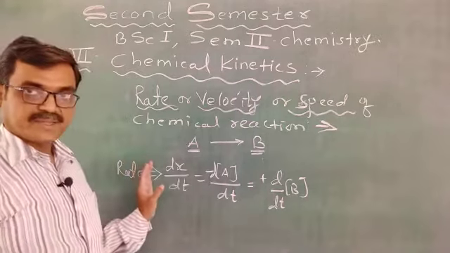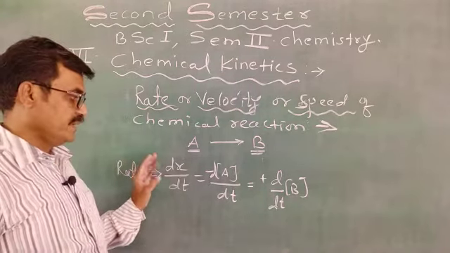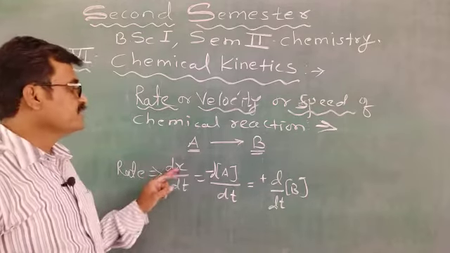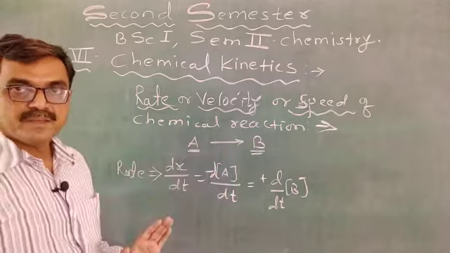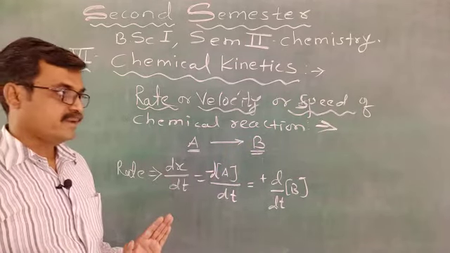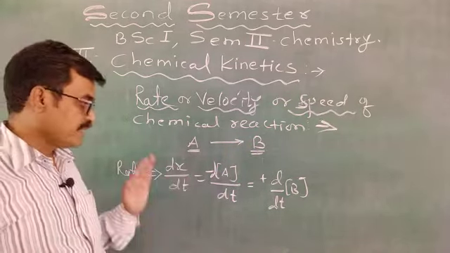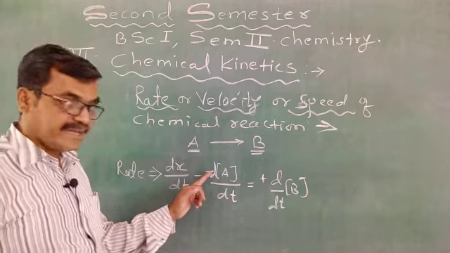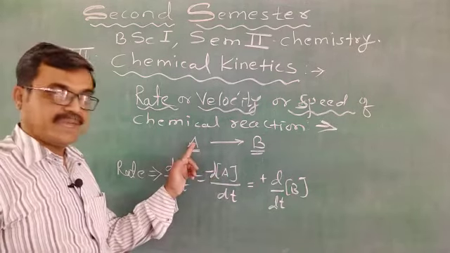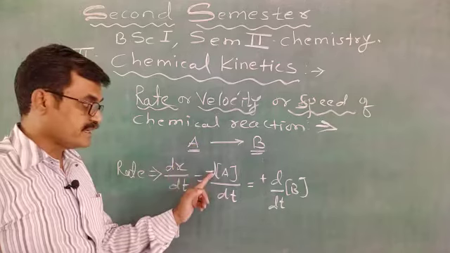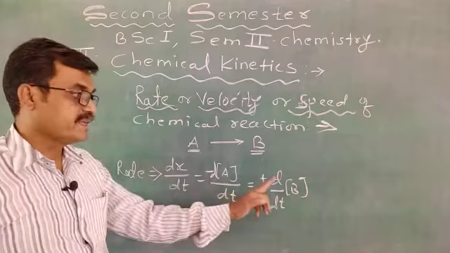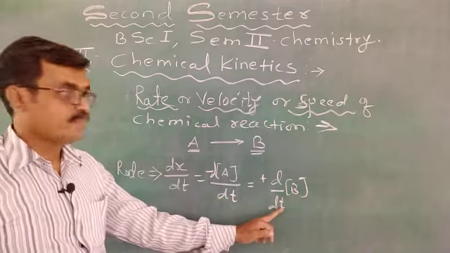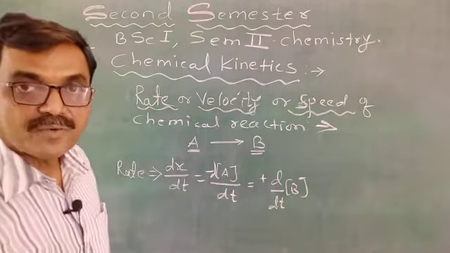Rate of reaction, see carefully, can be defined as the change in the concentration of reactant or product with respect to time. This is the general definition. Again, the rate of reaction can be defined as the decrease in the concentration of the reactant A with respect to time, or the increase in the concentration of product per unit time, is called the rate of reaction.